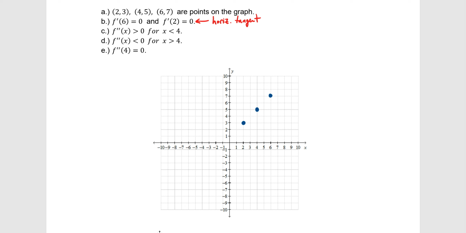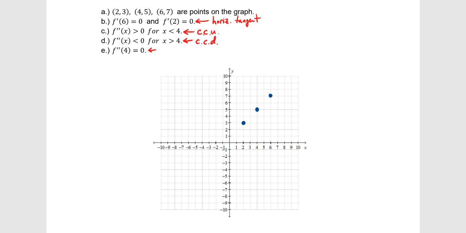For c, we have f double prime of x is positive for x less than 4. So everything less than 4, the second derivative is positive. That means concave up. So that's how I'm going to abbreviate concave up, CCU. And for everything greater than 4, the second derivative is negative. That means it's going to be concave down, CCD for concave down. And then f double prime of 4 is going to be 0.